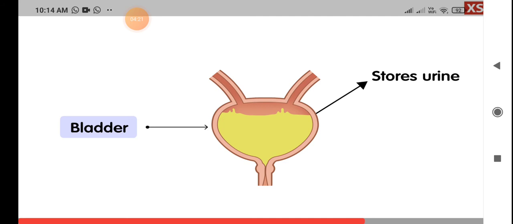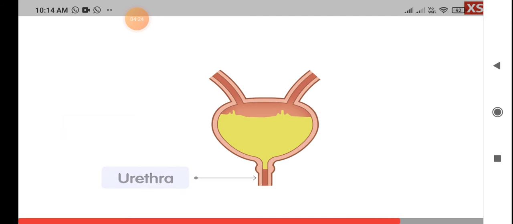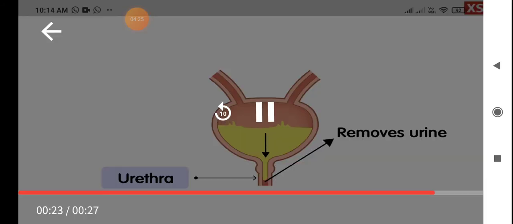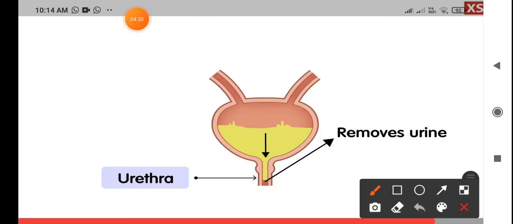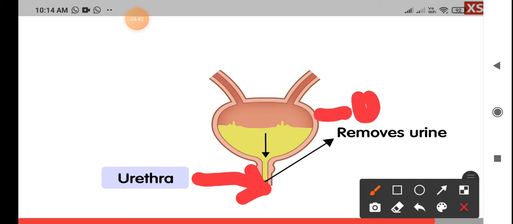Urine is removed from the bladder by the urethra. The urethra is the part which helps to remove the urine, and this is known as the urethra. So the urethra helps to remove the urine from the urinary bladder. And this is the urinary bladder.